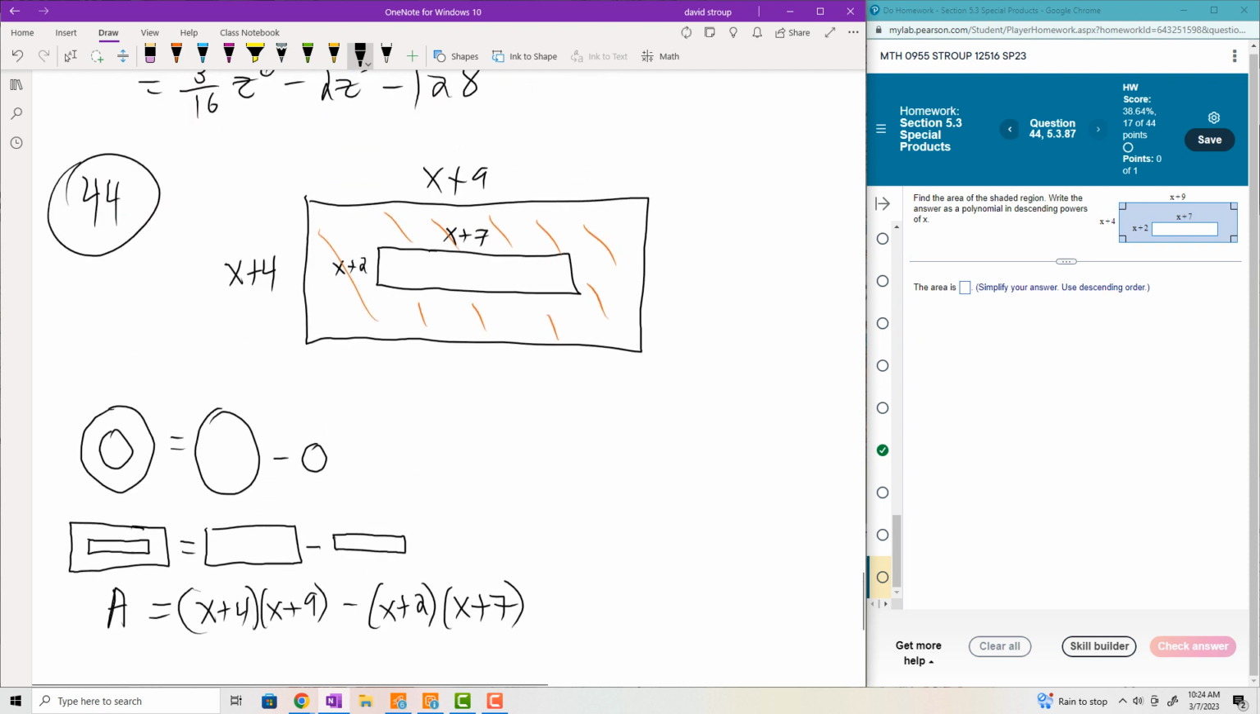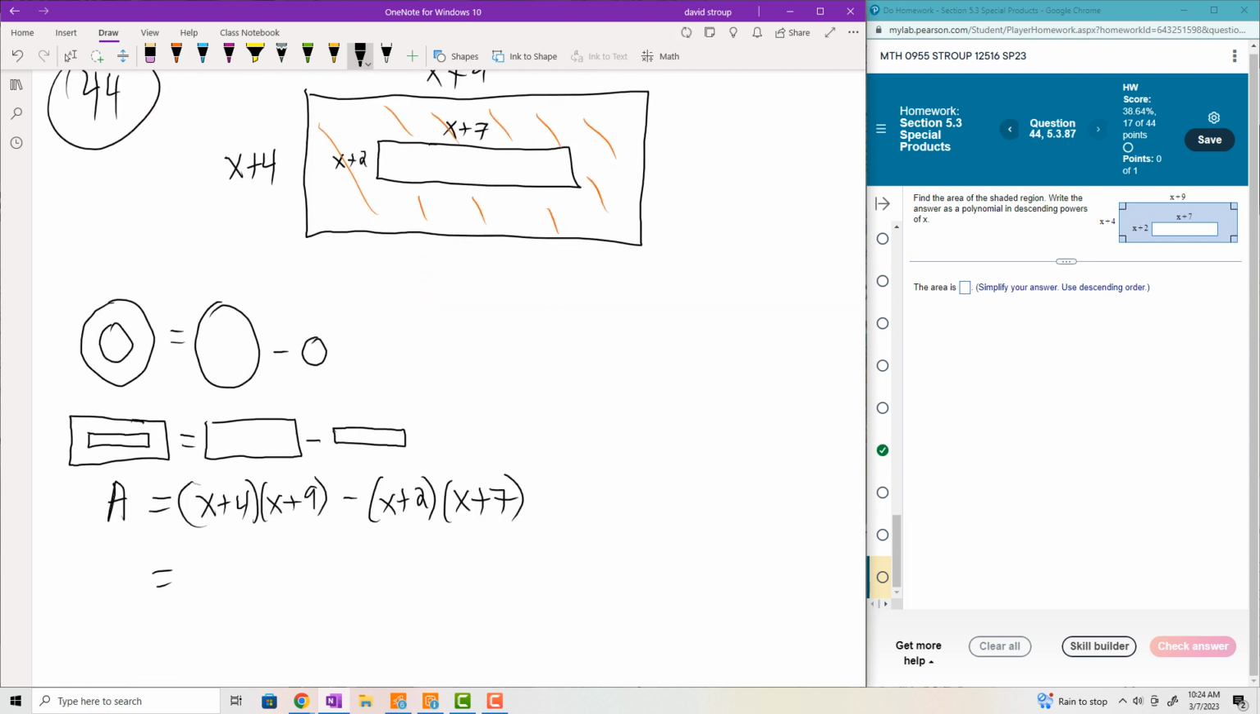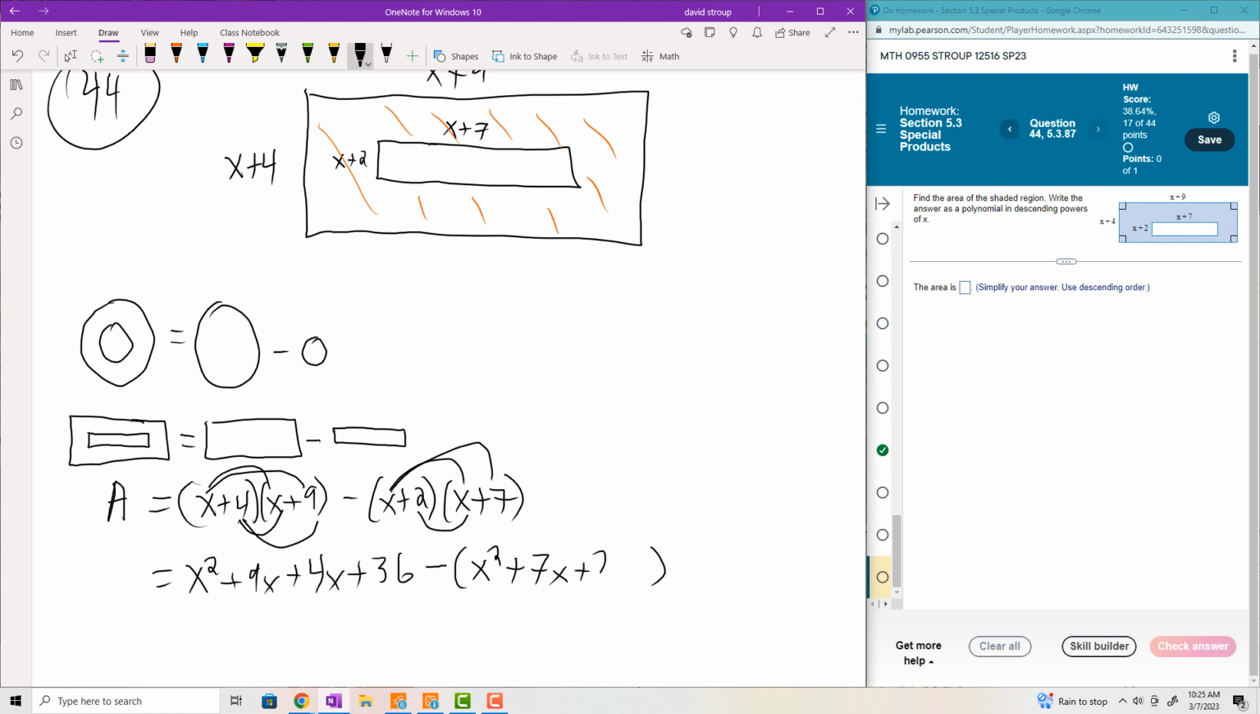Okay, so I'm going to FOIL out the first guy. So the first guy will be x times x is x squared, x times 9 is 9x, 4 times x is 4x, and then 4 times 9 is 36. And then I gotta be a little careful with this negative, okay? So I'm gonna leave the negative there and put parentheses and put the FOIL results inside the parentheses, because I have to distribute the negative to the entire polynomial. Okay, so first, x times x is x squared, outer, 7 times x, inner, 2 times x, and then last, 2 times 7 is 14.